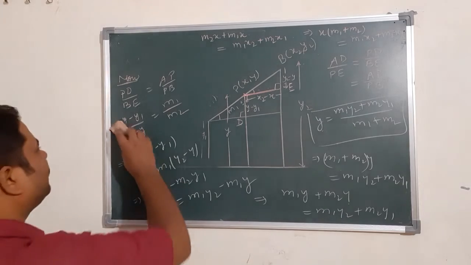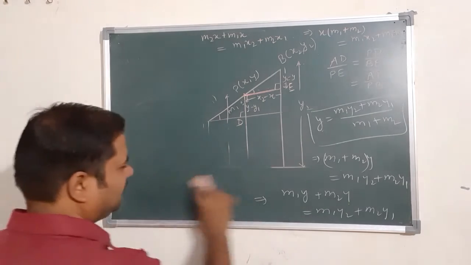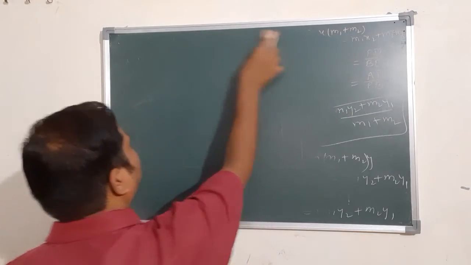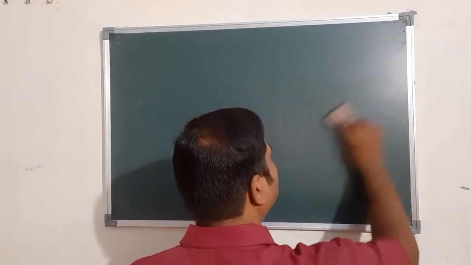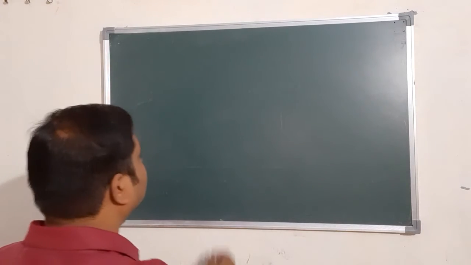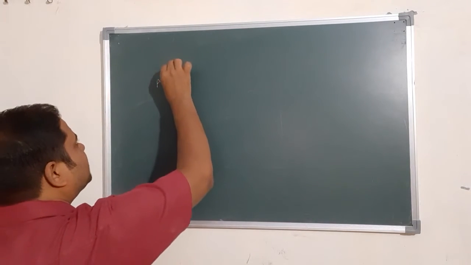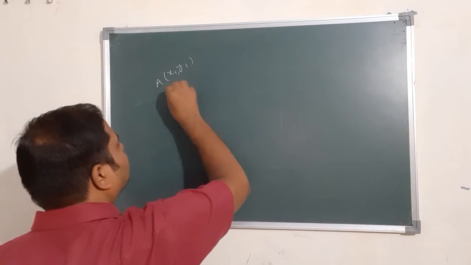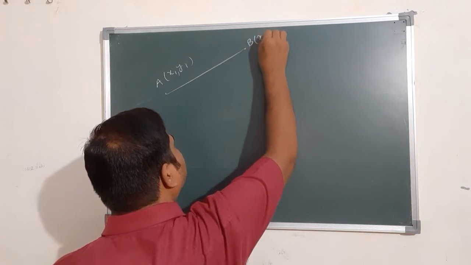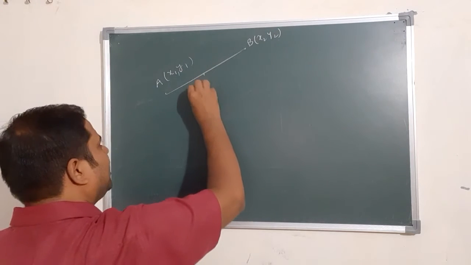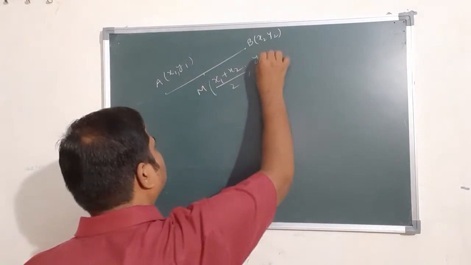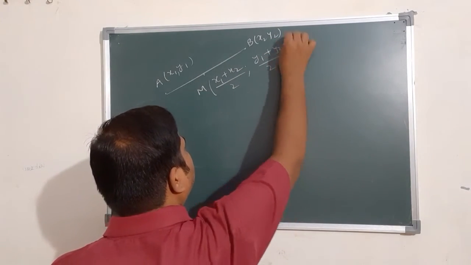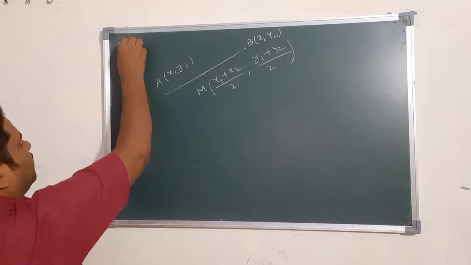Okay, see, midpoint. What is the midpoint? If A and B are two points, then what is the midpoint of the line AB? A is x1, y1 and B is x2, y2. Then if M is the midpoint, it is nothing but x1 plus x2 divided by 2, y1 plus y2 divided by 2. How will it come?